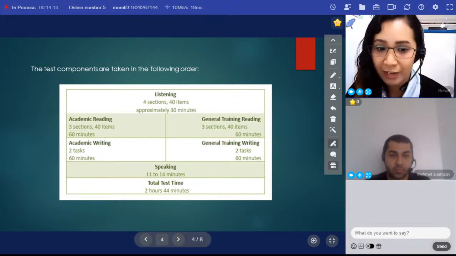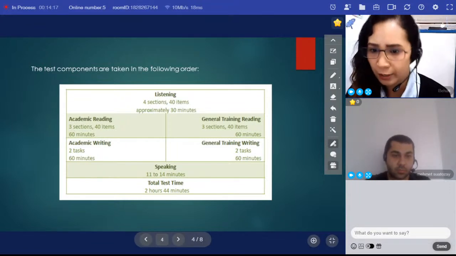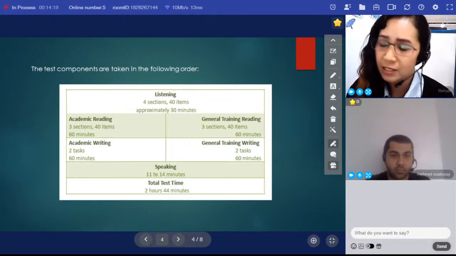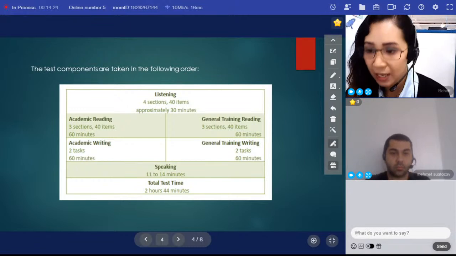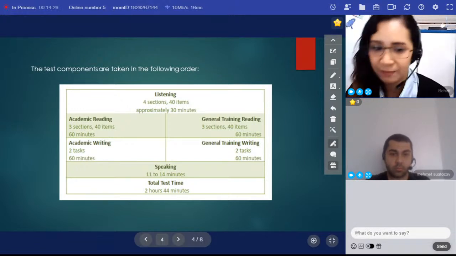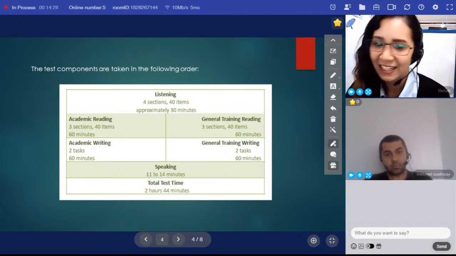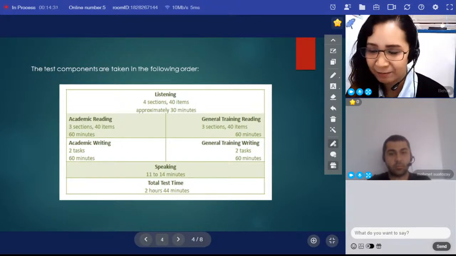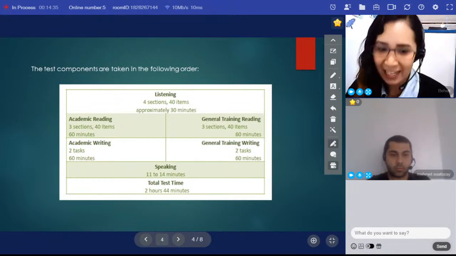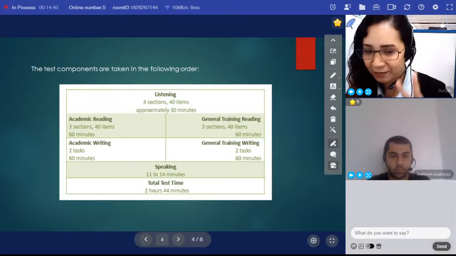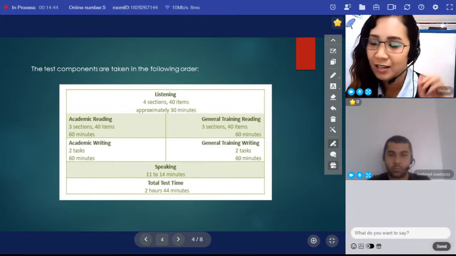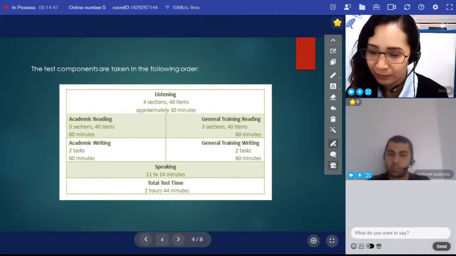Now, the reading is divided into two parts because it's different for the academic module and the general training module, but still the same. Three parts, 40 items again, good for 60 minutes. After that, we have the writing. Again, different for each module. There are only two tasks, task one and task two. And for both tasks, you are given 60 minutes as well.